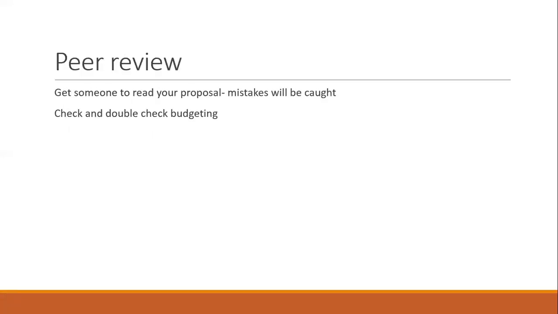After you've done everything, get a peer review. Get someone to read your proposal so that mistakes can be caught, including grammar, spelling, and so on. Check and double check the budgeting until you know that you have done everything and that it is correct. Rows and columns must add up. Use Excel, otherwise you will get in trouble.